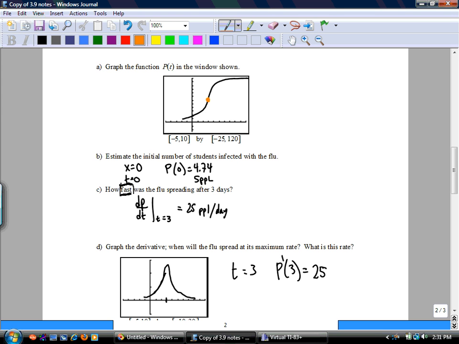People are getting sick really fast. I might not have a lot of sick people, but people are getting sick really fast. It's the steepness of the curve that we're interested in, not the y value of the curve. It's really steep there.